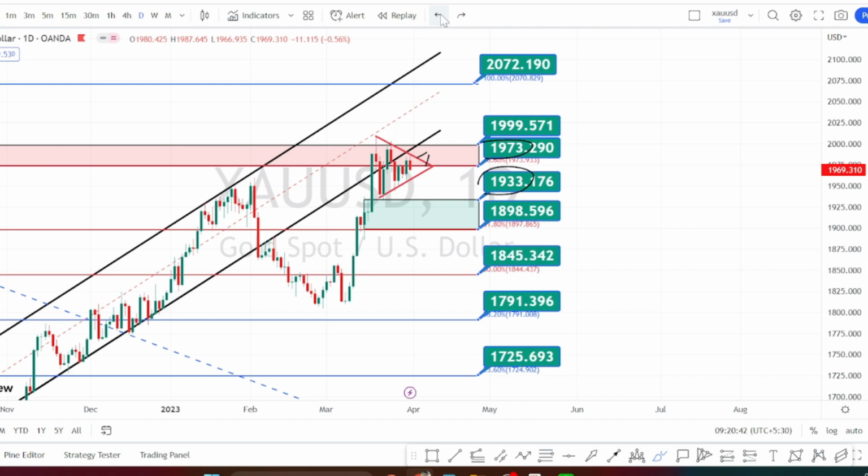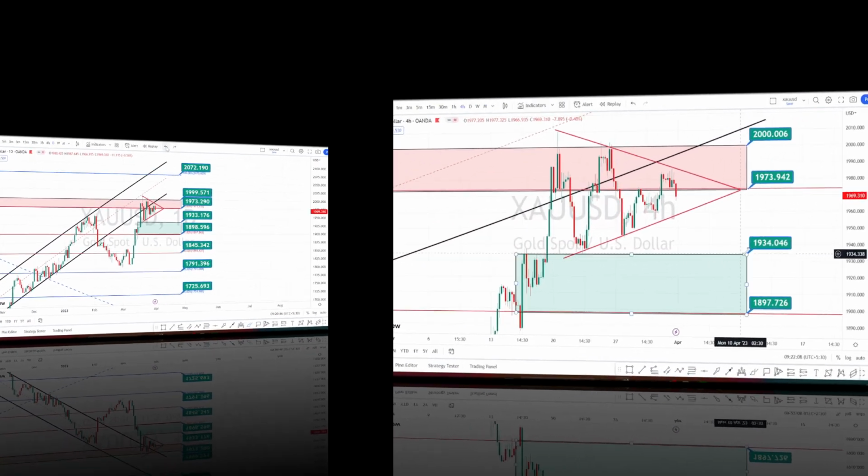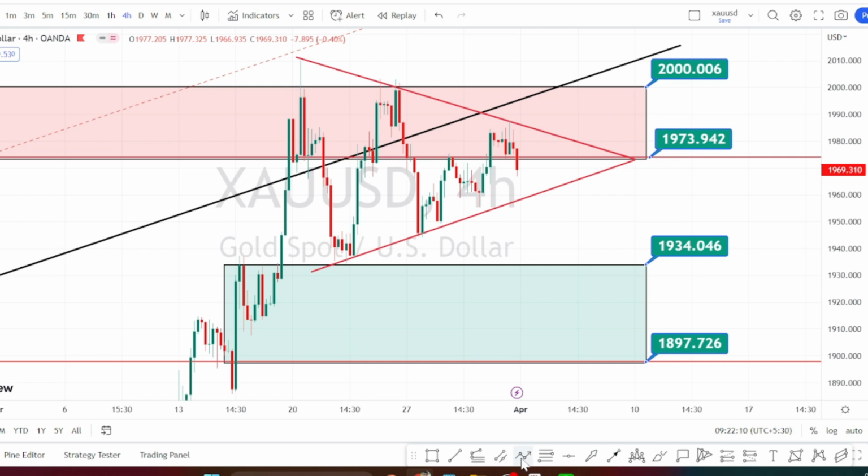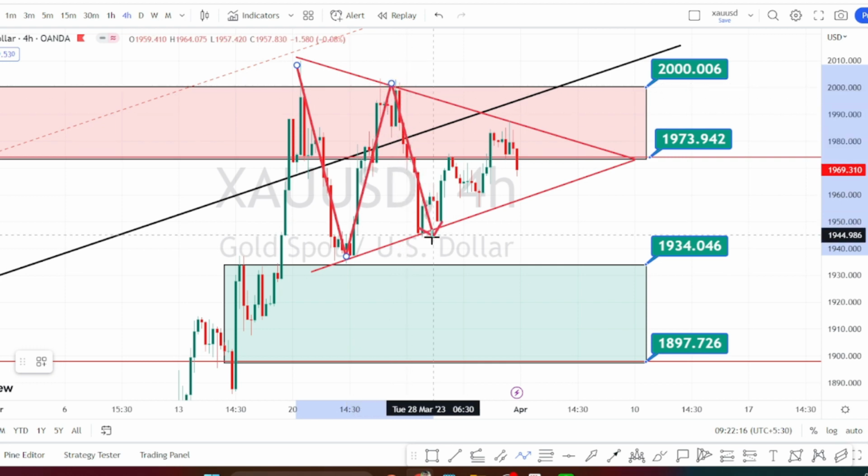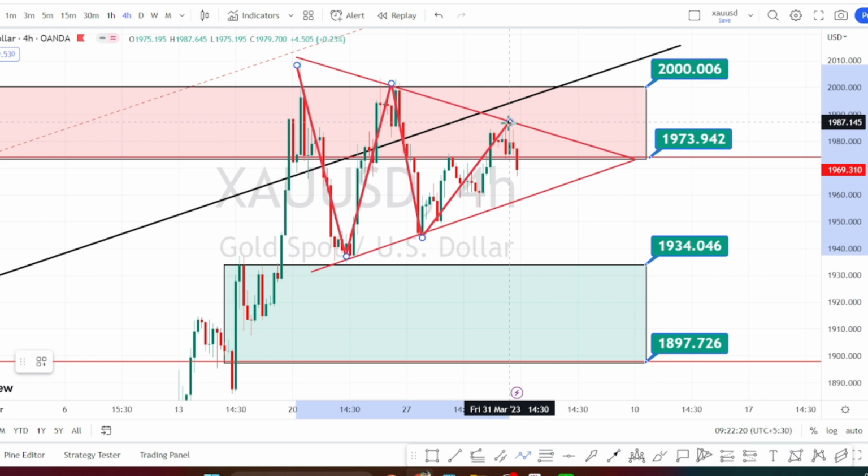Let us look at the price action in 4 hours time frame. I am in 4 hours time frame, and in 4 hours time frame also we are noticing the similar price action that is happening in daily time frame, which means it is consolidating within this symmetric triangle pattern. Wait for the price action to give a breakout from this symmetric triangle pattern on the bearish side to enter into the bearish side trade, or on the bullish side to enter into the fresh bullish side trades.